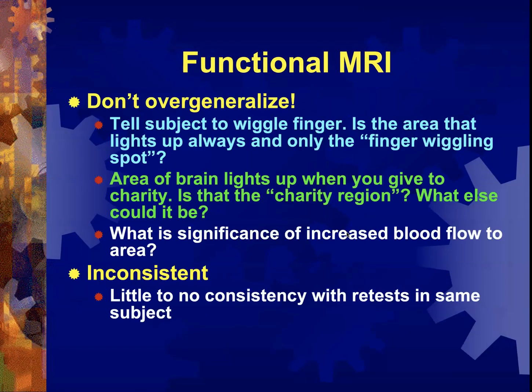We also have to be careful with overgeneralizing. All right, the brain is really complex. So if you get somebody in an fMRI and you tell the person, your subject, to wiggle their finger and something lights up on the fMRI, is that area that lights up the only finger wiggling area? Okay, here's a better example.